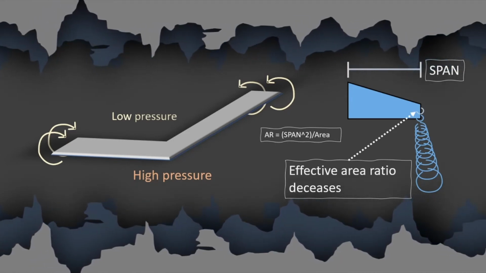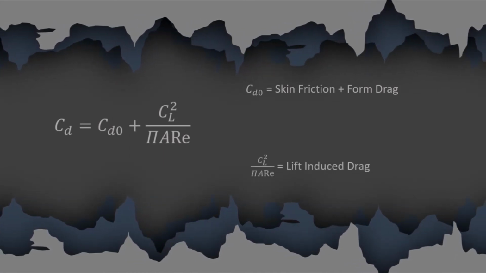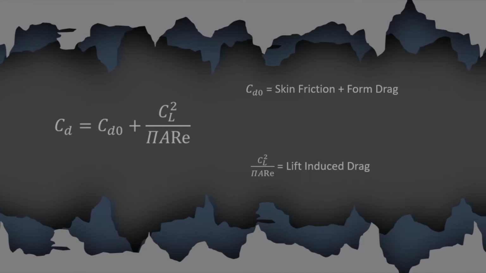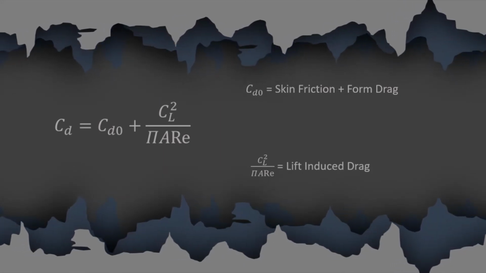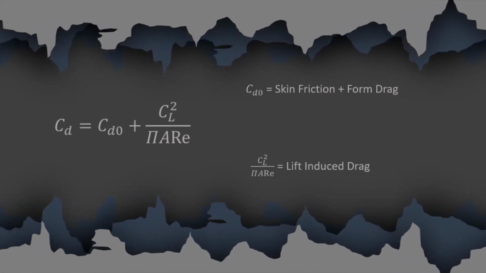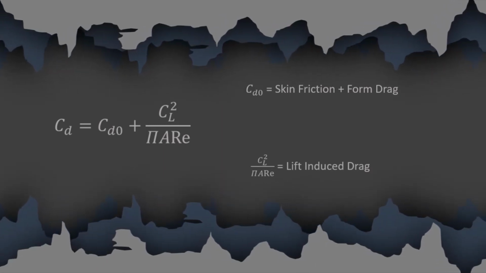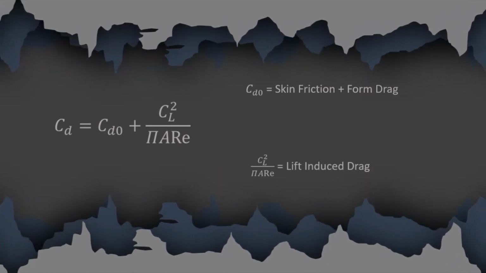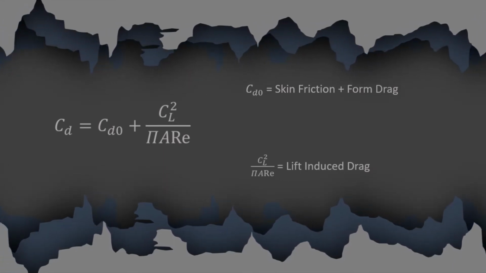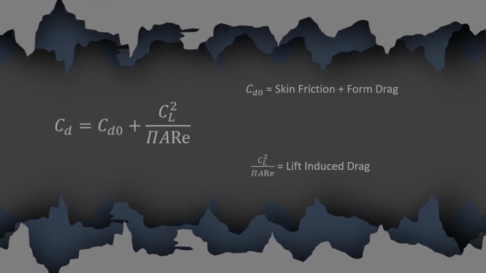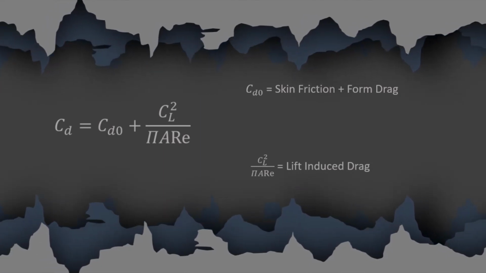the lesser the drag. Therefore, CD is equal to CD0 plus CL squared divided by pi into aspect ratio into efficiency factor, where CD0 is the sum of skin friction drag and the form drag, and CL squared divided by pi into aspect ratio into E is the lift induced drag. It is on top, CL squared. CL squared is on top because the pressure difference above and below the surface of the wing increases as the CL increases, which results in more vortices and more drag.